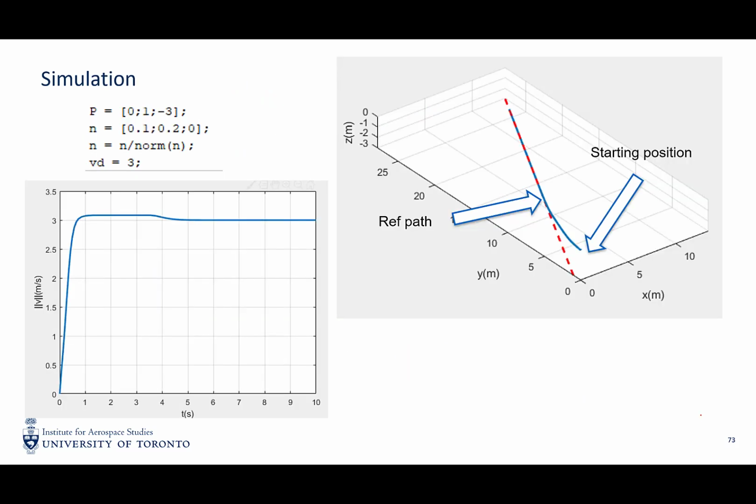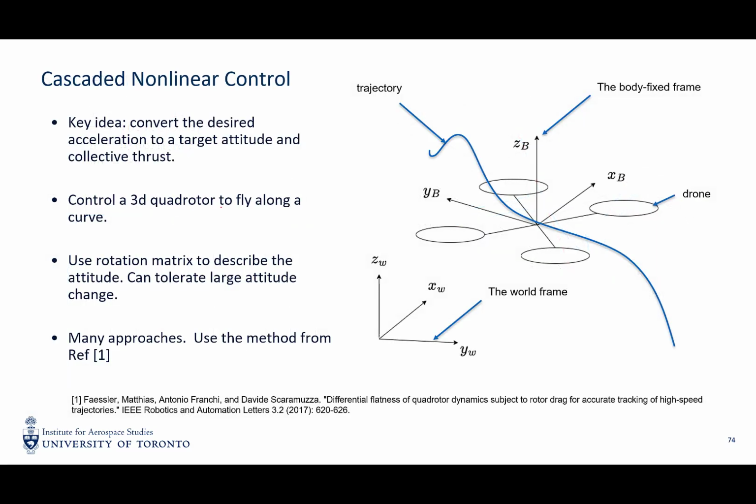In this case, the attitude controller is the same. The attitude controller is kind of modular in design, right? So we only change the definition of the positional controller, but as for the attitude controller, we can just reuse the previous one. Here's a simulation. You can see that from the start position, it converges to the desired reference path. Also, the velocity of the quadrotor converges towards the desired velocity.